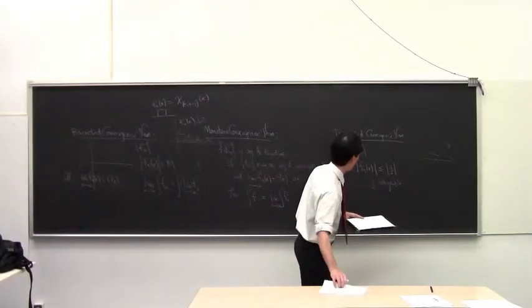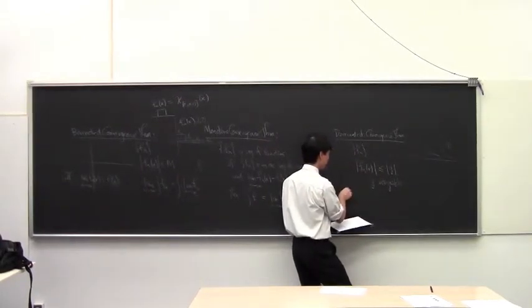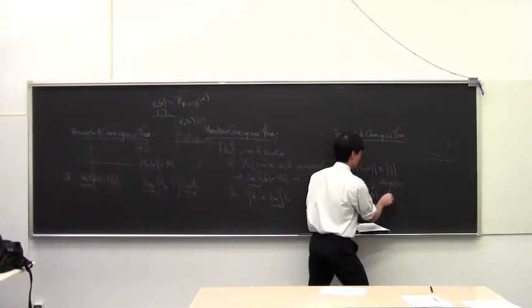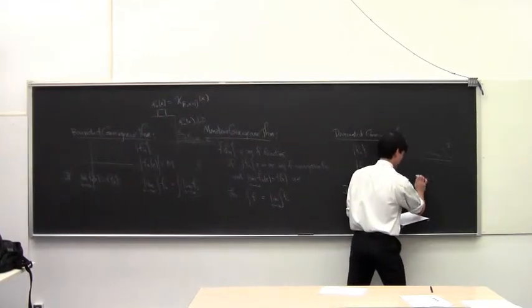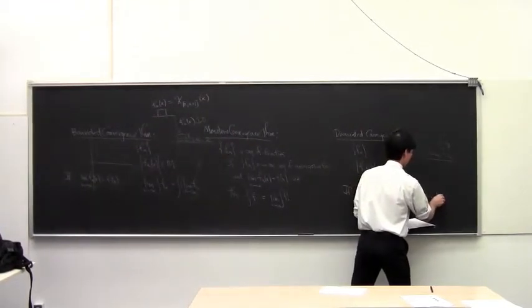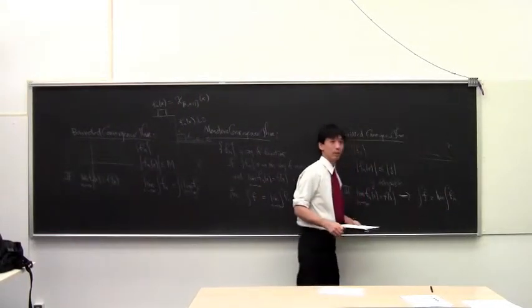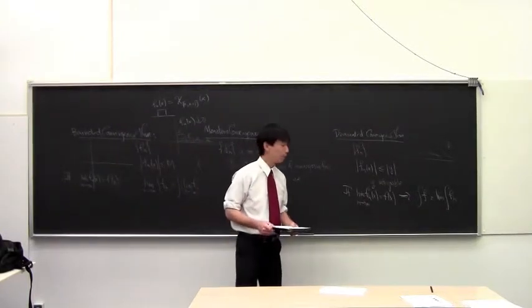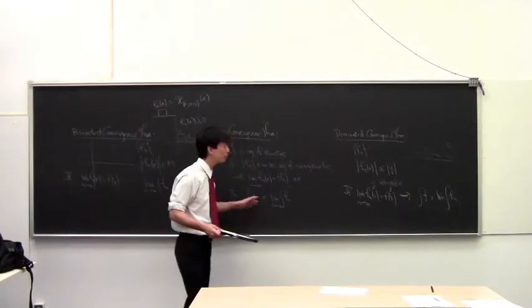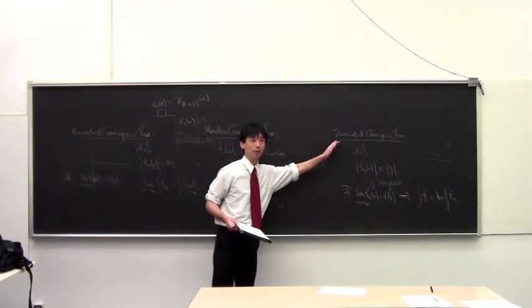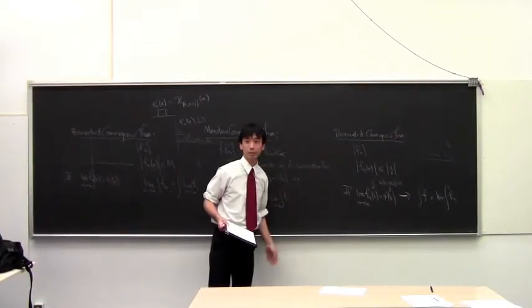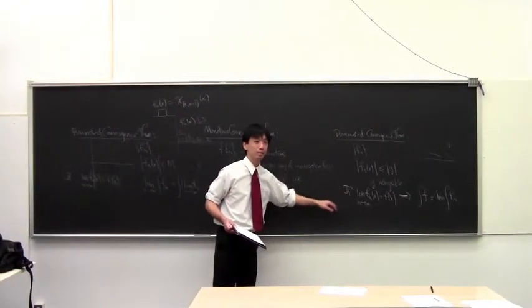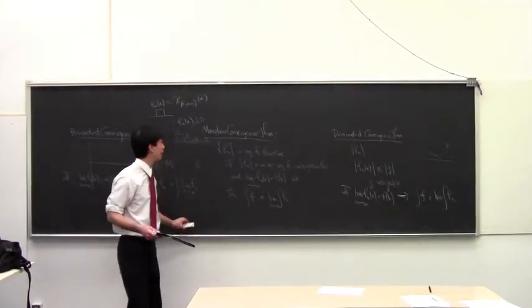And then, as usual, if the sequence converges pointwise to some function, then the integral of the limiting function is the limit of the integrals of those functions. So this is really the big convergence theorem, the dominated convergence theorem. And in the notes, I've also included a sort of generalized dominated convergence theorem. So take a look.